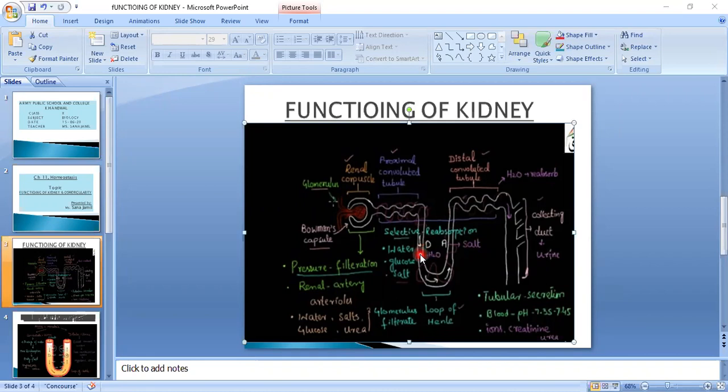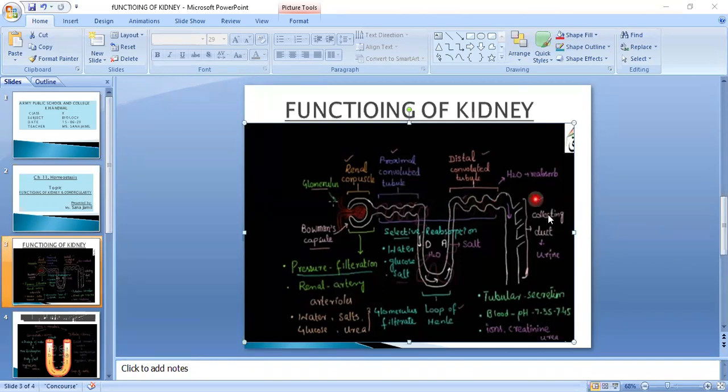reabsorbs water, while for the ascending, I have already told you about the reabsorption of the salt. This distal convoluted tubule that is next here again allows the reabsorption of water into the blood. From this picture, you can easily learn where what contents are getting reabsorbed and what processes are helping to reabsorb these contents.